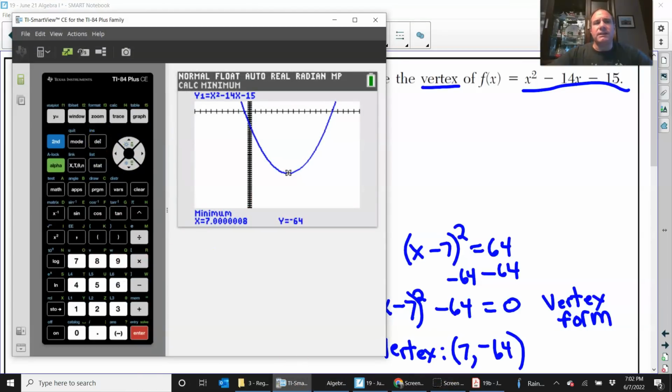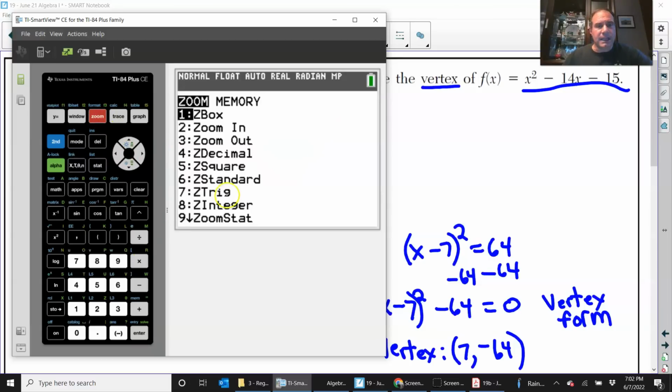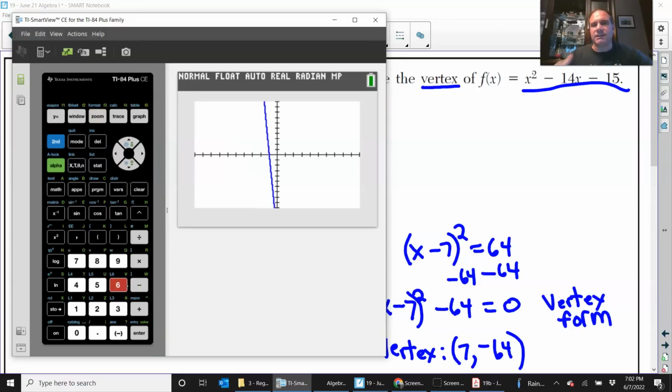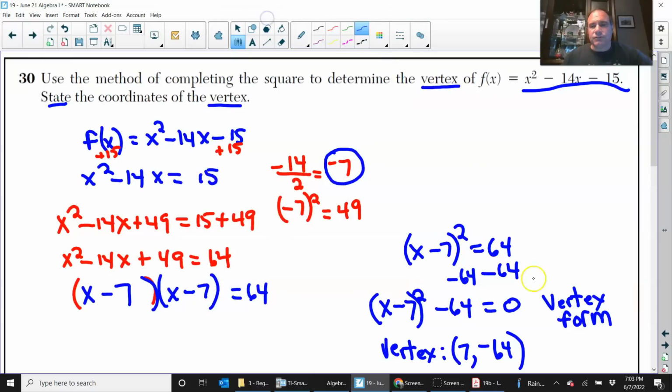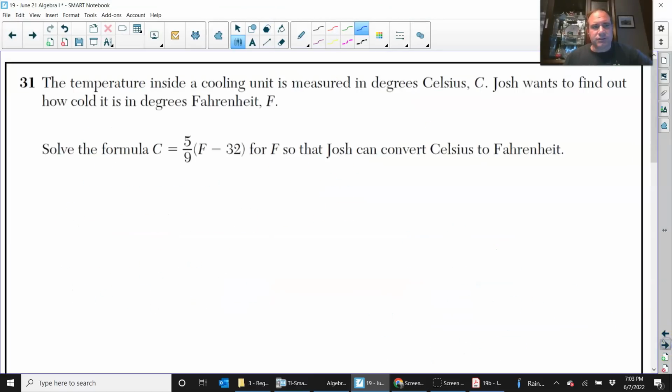So I messed with the window here, so I'm just going to go ahead and press zoom. And you see this standard, the 6, that brings it back to a 10 by 10 graph. Just so the next question that I put in, I'm not looking at a graph where I messed with the window, and everything's back to a 10 by 10. All right. So that is finished.